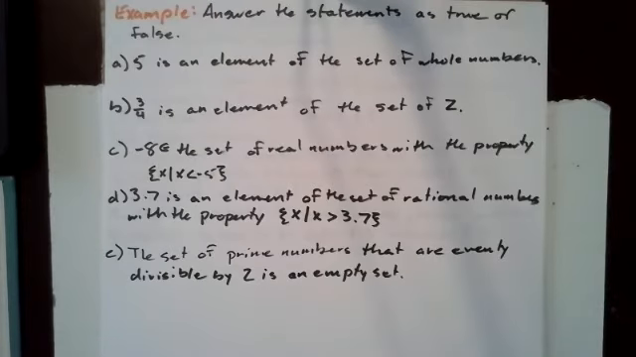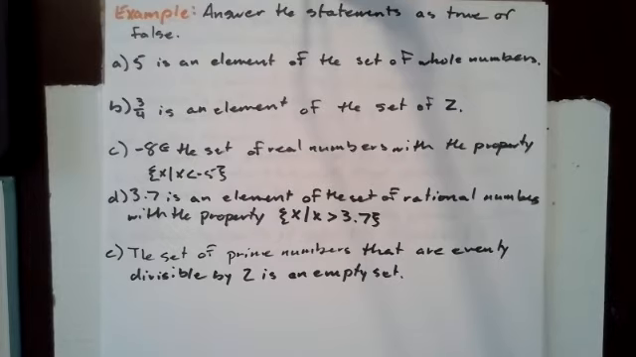So in this example, we will answer some true or false statements about sets. First, we ask, 5 is an element of the set of whole numbers. And that's true because the whole numbers are all numbers from 0 to positive infinity that have no decimal and no fraction attached to them.